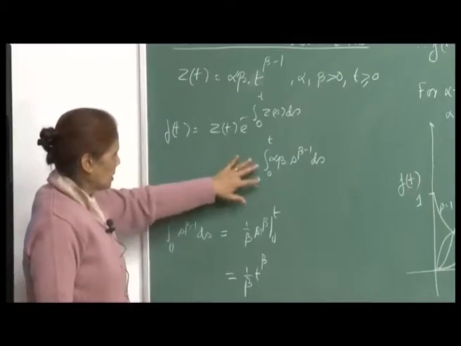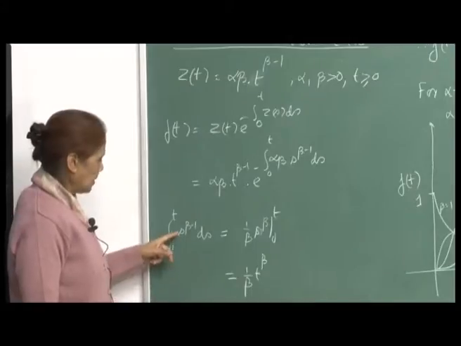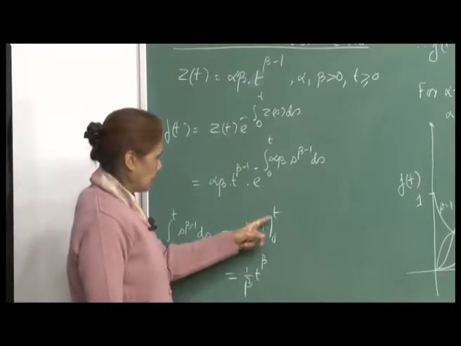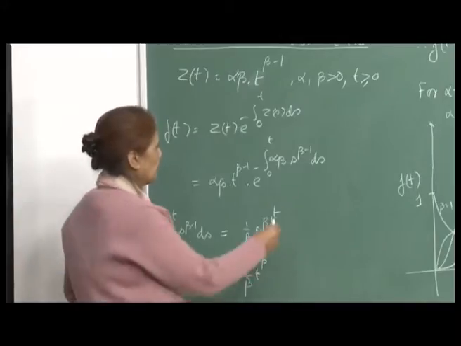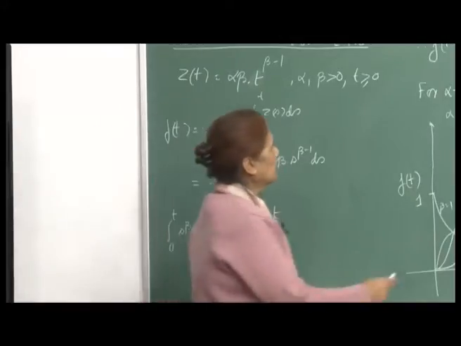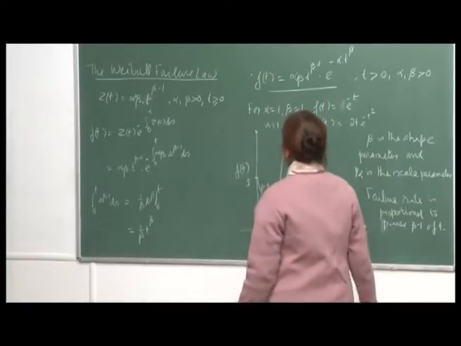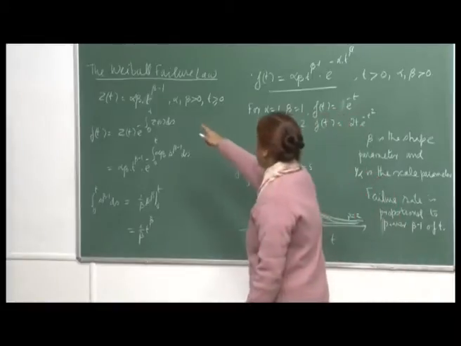So, if you just look at this integral, let us just compute. This will be s raised to beta minus 1 d s from 0 to t, and the integral here is 1 by beta s raised to beta from 0 to t. So, therefore, this is 1 by beta t raised to beta. So, if I make that substitution here, I get my f t as this. So, this is the PDF connected with the Weibull failure law, and the failure law is specified there.